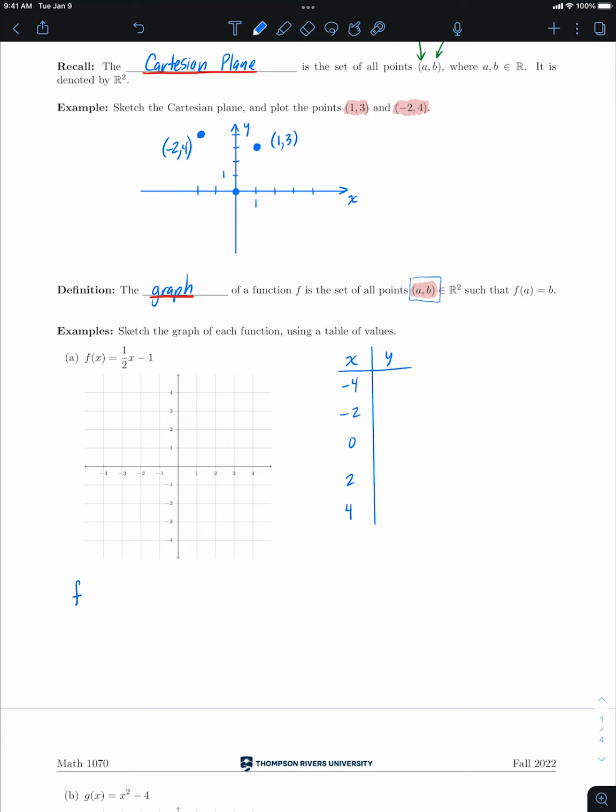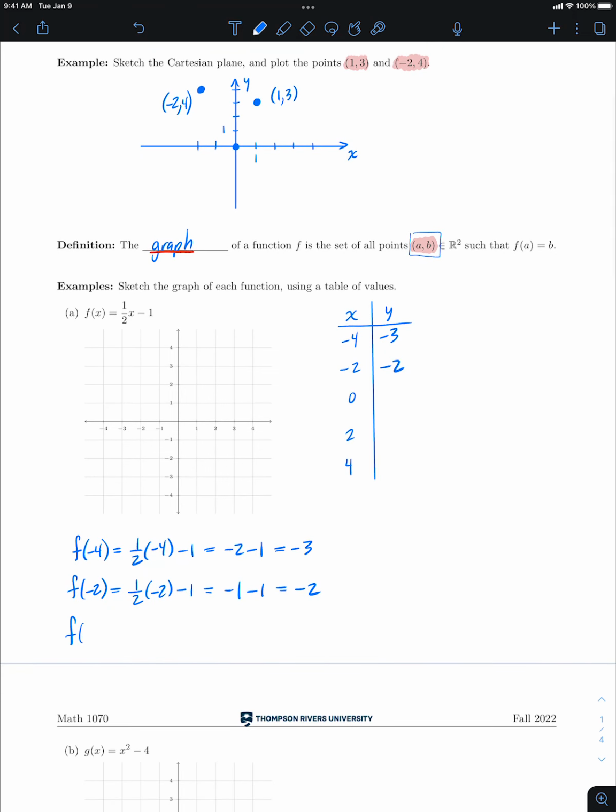So here's how we're going to do that. Let's plug all of these into f. So f of -4, we're going to have 1/2 times -4 minus 1 by definition of f, right? So that's going to give us -2 minus 1, which is -3. So that gives us the output value for -4. Plug in -4, you're going to get -3 as an output value. What about -2? f of -2 is going to be 1/2 times -2 minus 1. 1/2 times -2 is -1. Then we subtract 1 again and you get -2. So that means negative 2 is the output value in that case.